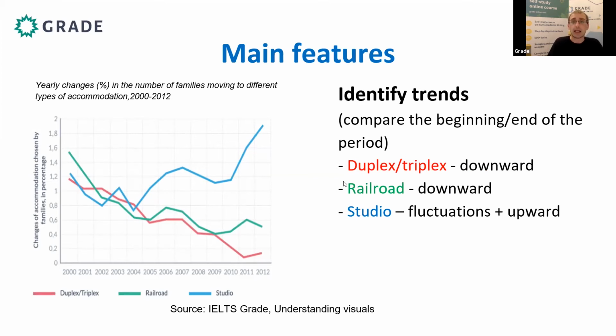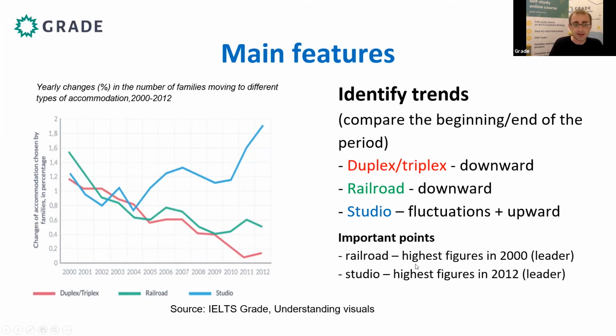But if we talk about main features, there's something else. It's a little thing if we look at it in a moment, but it's still worth paying attention to. If we talk about some important points, let's look at the beginning of this period. If we talk about railroads, the figures for this type of dwelling are the highest at the beginning of this period. And actually, this is a leader among all these types of dwellings in the year 2000. But by the end of this period, the leader had changed, which means that now we have a new one, studio, with the highest figures. So when we talk about line graphs, this is something important to pay attention to.